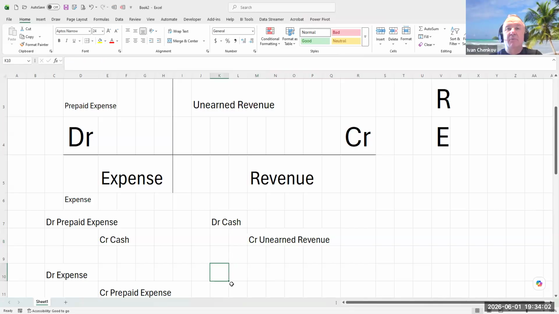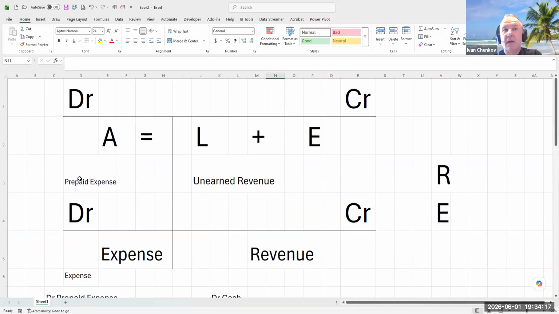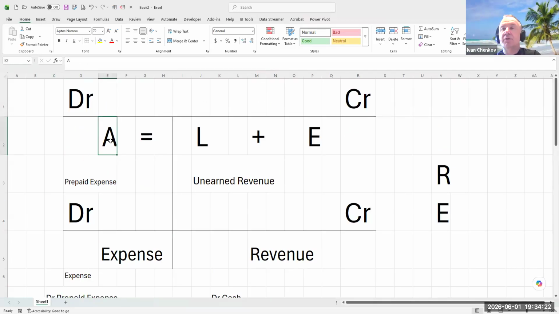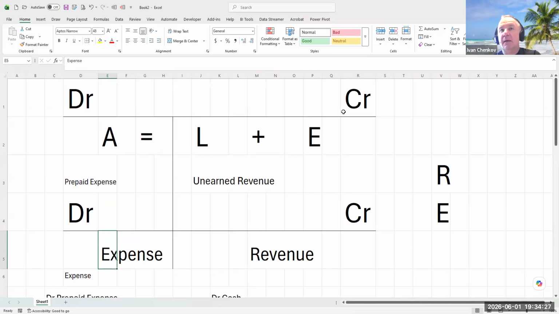And what am I going to do? I'm going to debit unearned revenue, credit revenue. Do you understand this? Debit, which is asset, the only option you can move it to is another debit, which is expense. And credit, which is liability, you have to move it to another credit, which is the revenue. You cannot move it anywhere else.